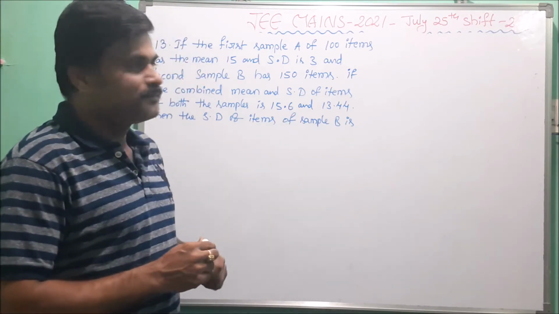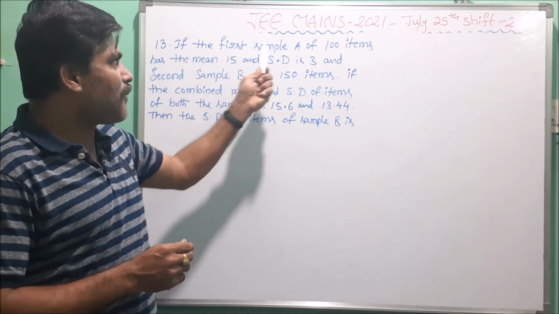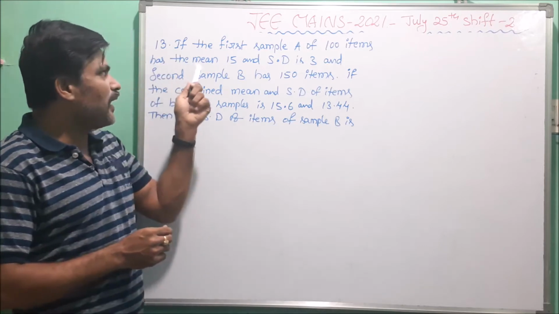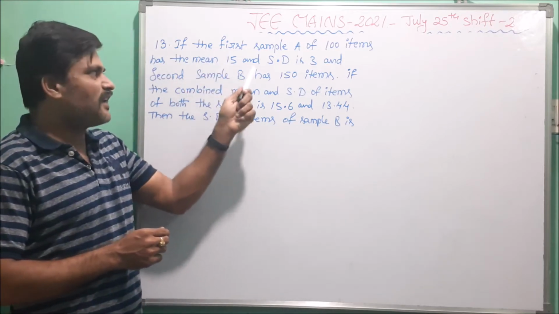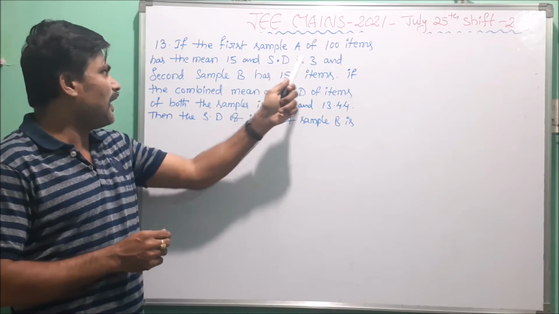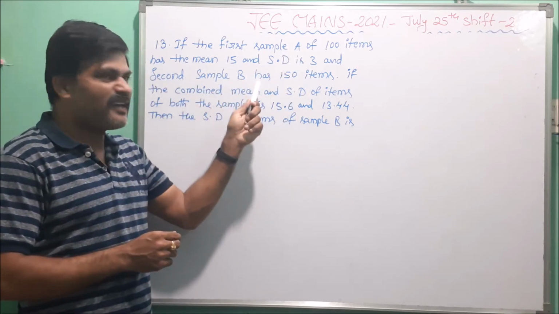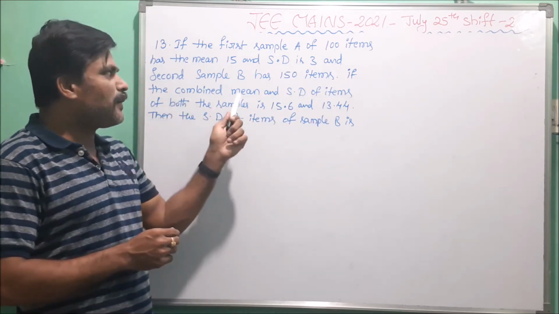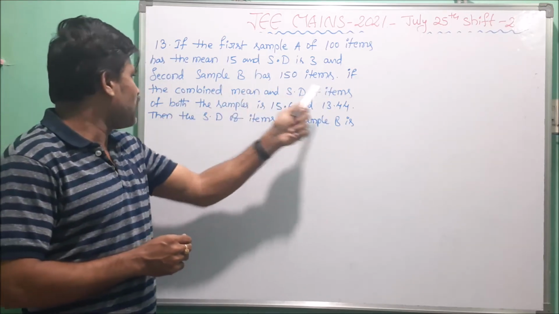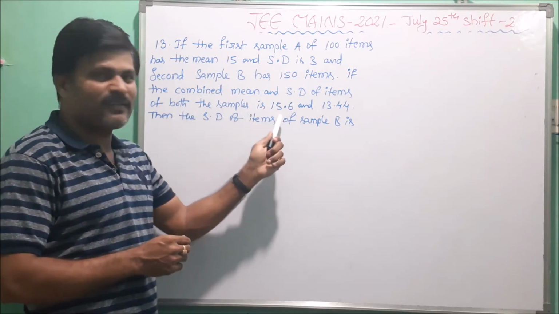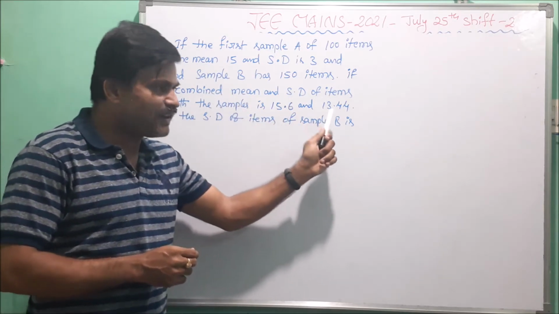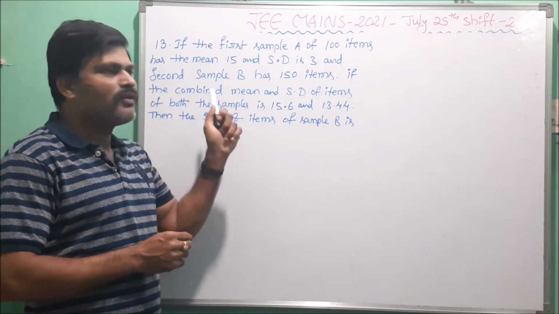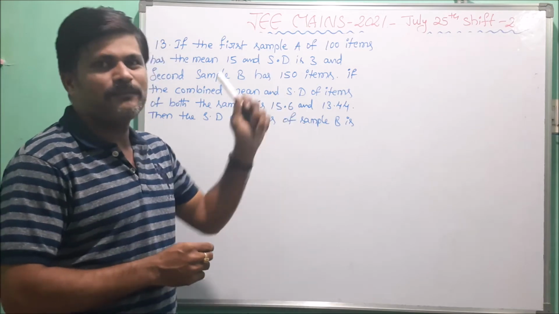Now here the next sum. If the first sample, sample A of 100 items, has the mean 15 and standard deviation 3, and the second sample B has 150 items. If the combined mean and standard deviation of items of both the samples is 15.6 and 13.44, then find the standard deviation of items of sample B.